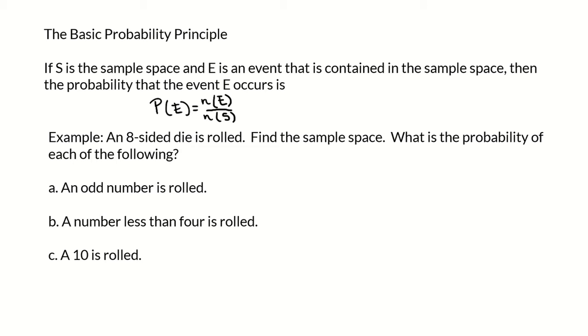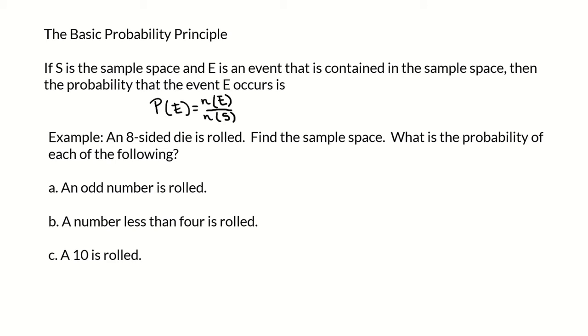If S is the sample space and E is an event that is contained in the sample space, or a subset of the sample space, then the probability that the event E occurs is P of E equals N of E over N of S. And that notation N of E and N of S means the number of elements in the set.